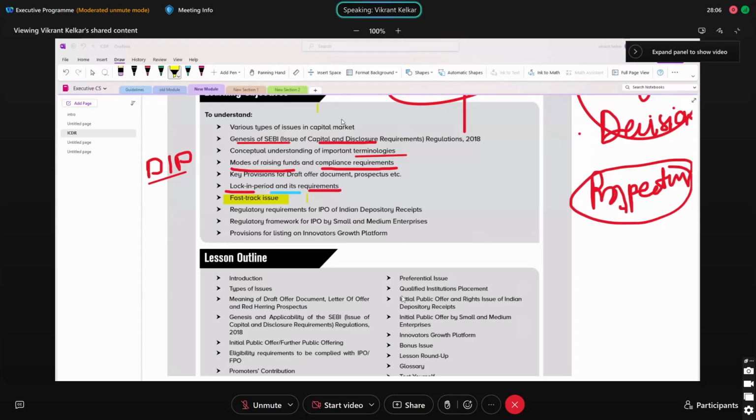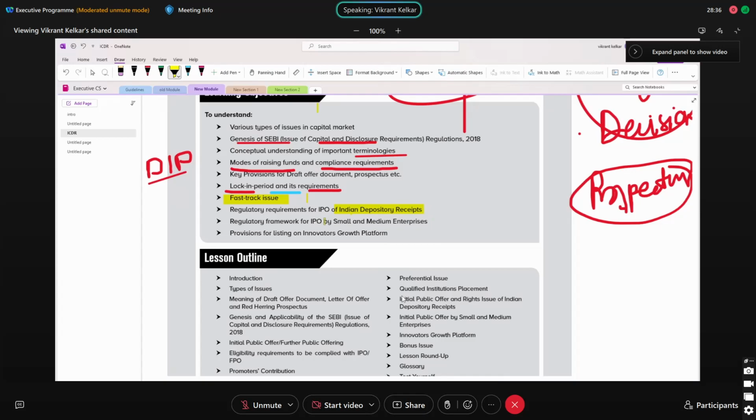Okay. Then the next part is the regulatory requirement for IPO of IDR. Yesterday we discussed that in the earlier part we were discussing Indian companies raising funds in the Indian market, but in typical cases like IDR, the foreign companies or international companies are raising funds through India. Are you getting the point? So what are the other additional requirements we are going to check under IDR?